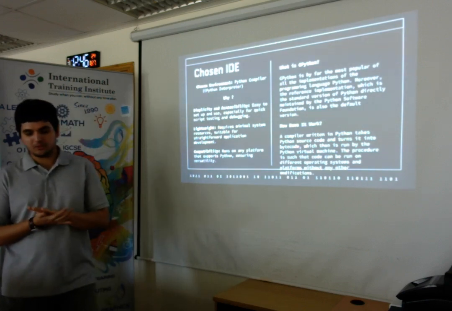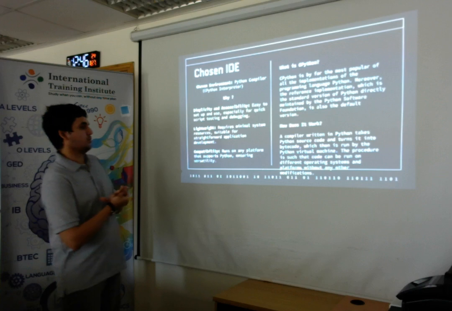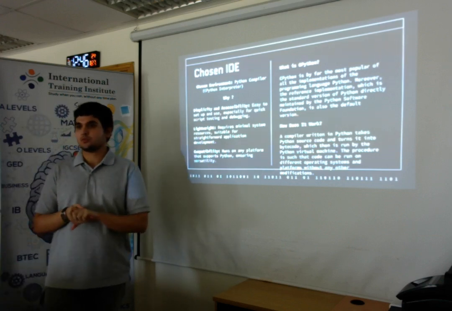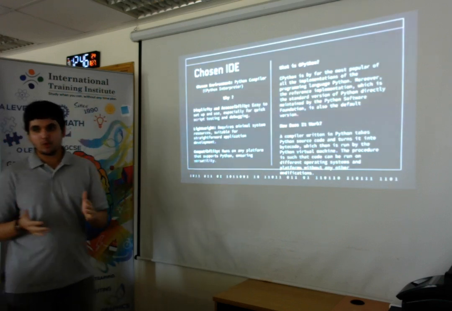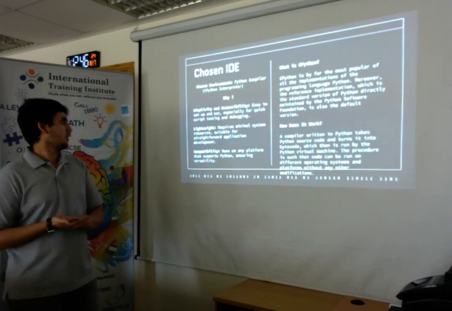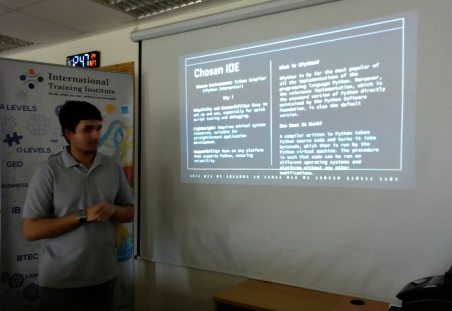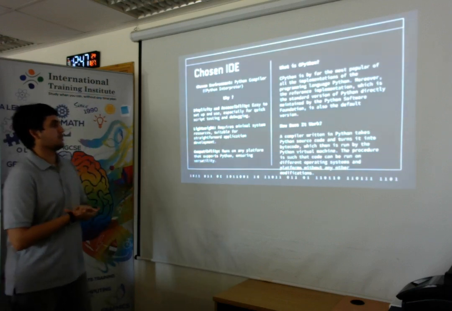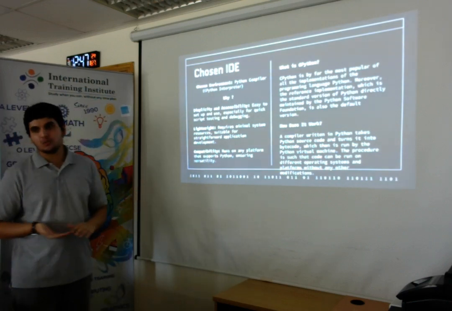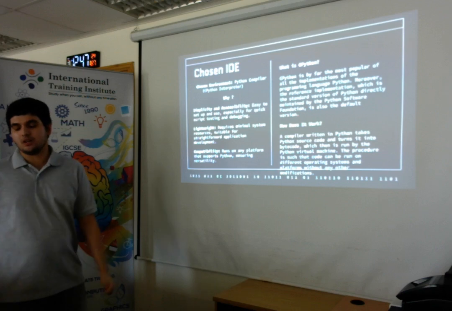So how does it work? A compiler written in Python takes the Python source code and turns it into bytecode, which is then run by the Python virtual machine. This procedure is such that the code can be run on different operating systems and platforms without any other modifications. So why we have chosen this is due to its simplicity and accessibility, lightweight, and compatibility. Simplicity and accessibility is because it's easy to set up, especially for quick script testing and debugging. It's lightweight, requires minimal system resources, and is suitable for straightforward application development. Compatibility: it runs on any platform that supports Python, which most platforms do. So it ensures versatility.